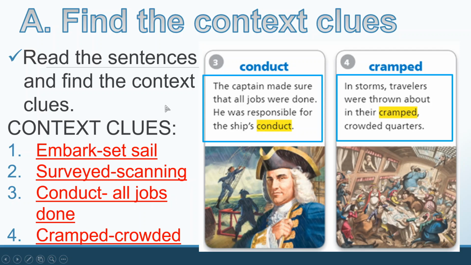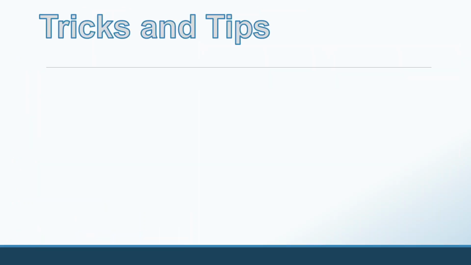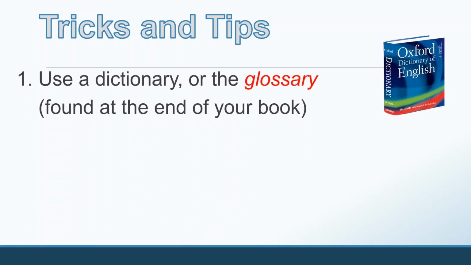Okay, so we're done with the activity letter A. Okay, so let's go to the activities. But before that, I'm giving you again the tricks and tips in answering this activity. So you can find the meaning and definitions of each word from number 1. You can use your dictionary or the glossary. So you can look at the back of your book, and then you can find the vocabulary words at the end of your book. So you call that glossary.